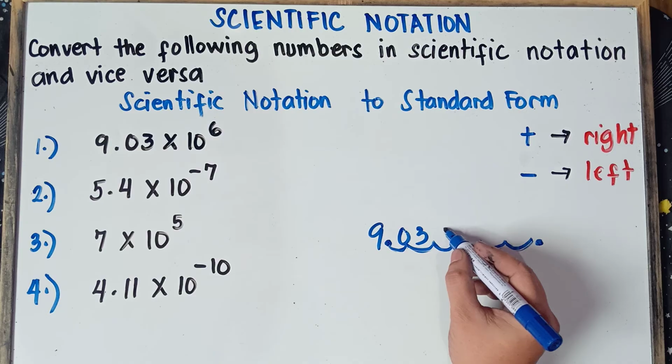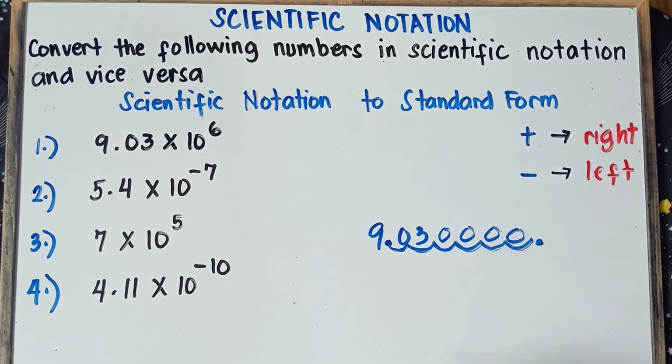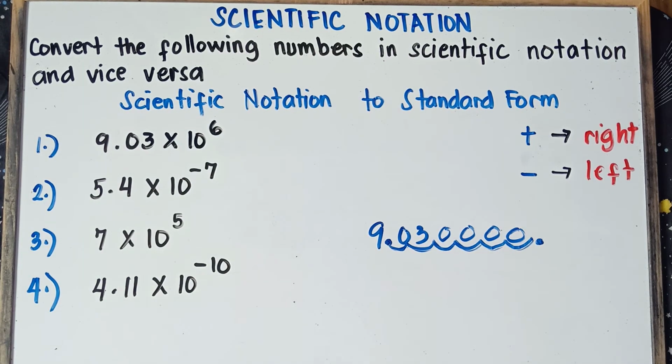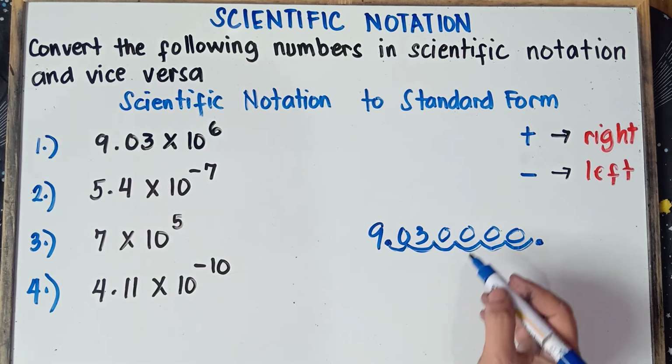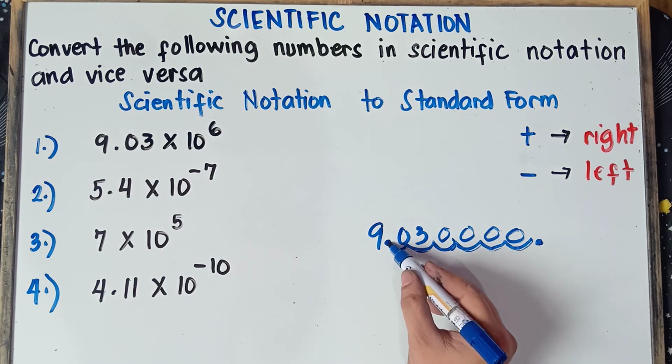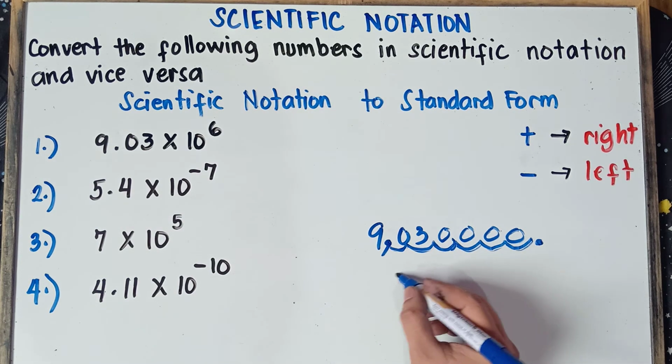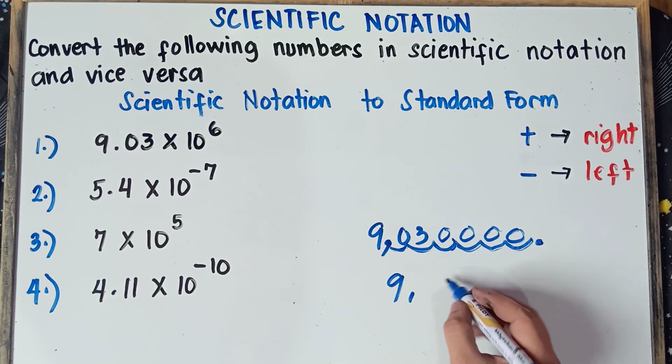So simply add zeros. 1, 2, 3, 4. So how many zeros do we add, class? That's correct. That would be 4 zeros. And then a comma here. So our answer would be 9,030,000.